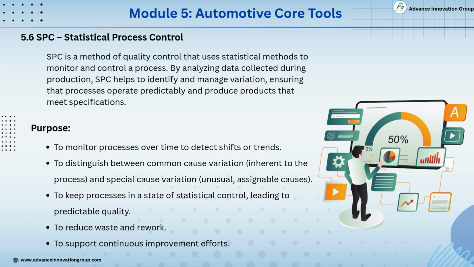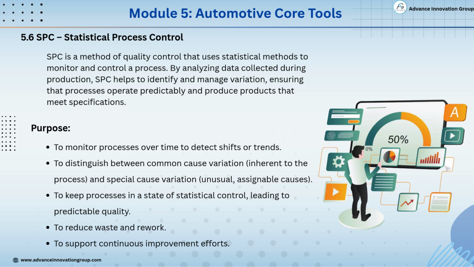This slide introduces Statistical Process Control, SPC, a core quality control tool that uses statistical methods to manage and monitor production processes. Definition: SPC helps track how a process behaves over time by using data collected during production. It helps detect unwanted variation, keeps processes stable, and ensures that the final product meets specifications. Purpose of SPC: monitor process performance to identify any shifts or trends early.